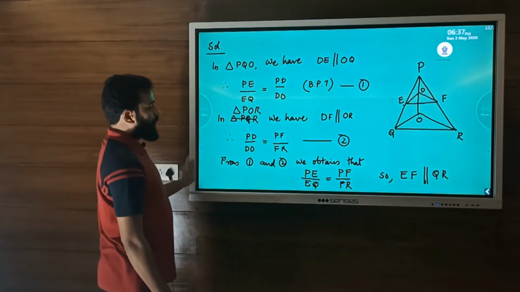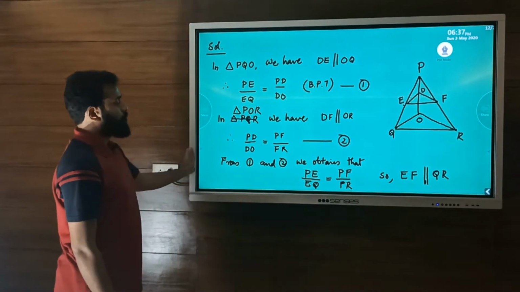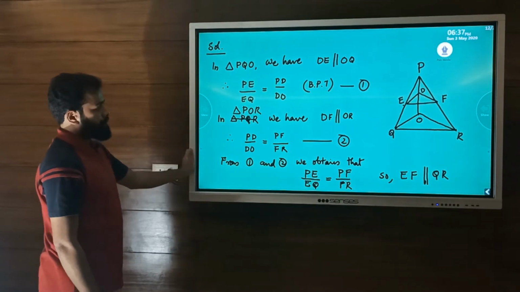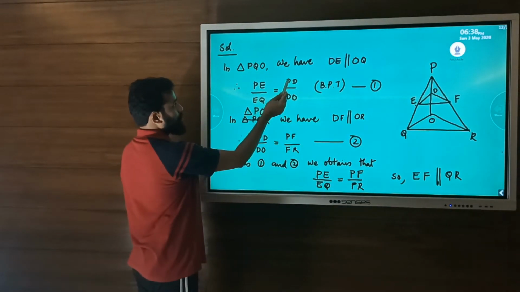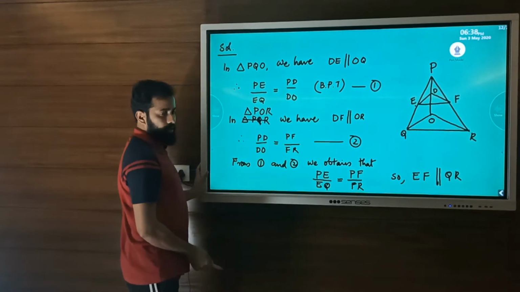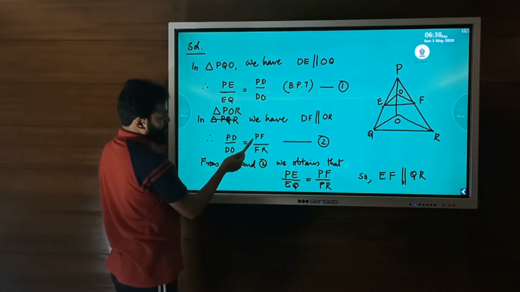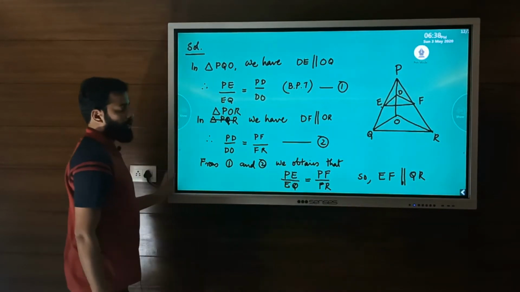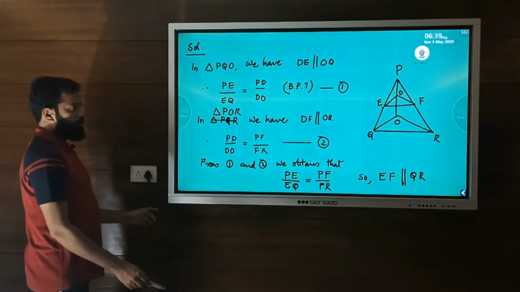Then again from 1 and 2, PE by EQ is equal to PF by FR. From equation 1 and 2, PE by EQ is equal to PD by DO, and that PD by DO is equal to PF by FR. So from 1 and 2 we can write PE by EQ is equal to PF by FR. So if the sides are divided in the same ratio, then the lines will be parallel. EF parallel to QR.